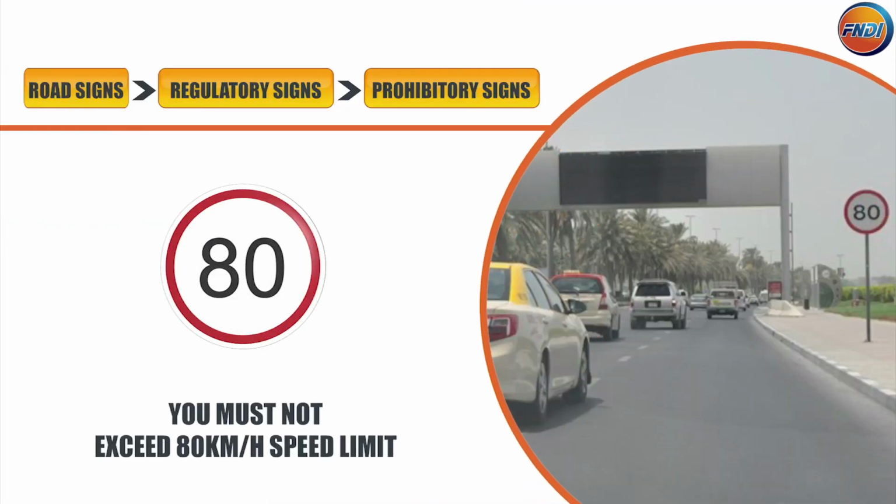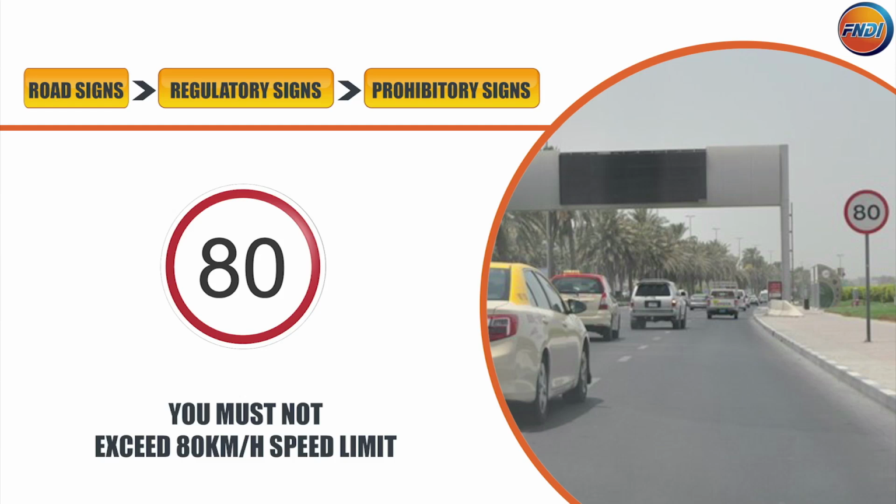Maximum speed 80 km per hour. The sign displays the maximum speed limit allowed to drive on that road. You must not exceed the speed limit as posted on the sign. It is posted on the roads to advise you about the speed limit of that stretch of road.